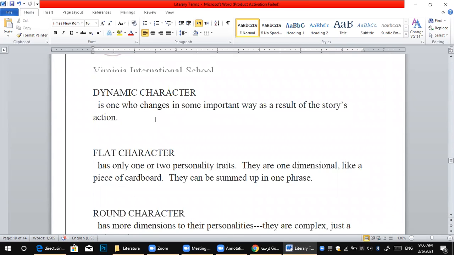After that, let's talk about the dynamic character. What does dynamic character mean? It is one who changes in some important ways as a result of the story's action.